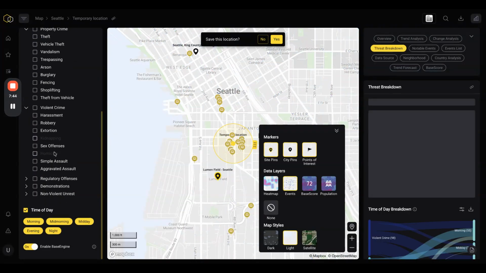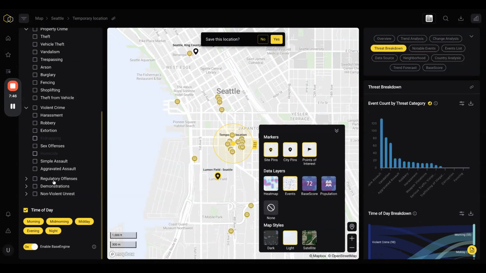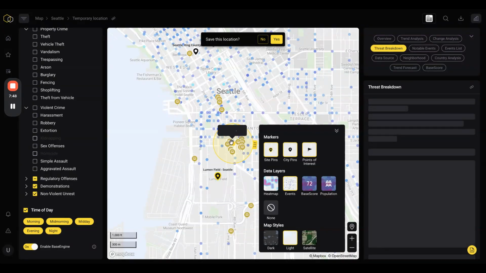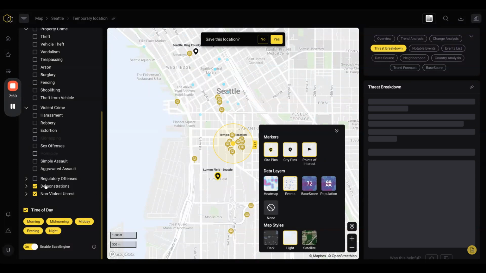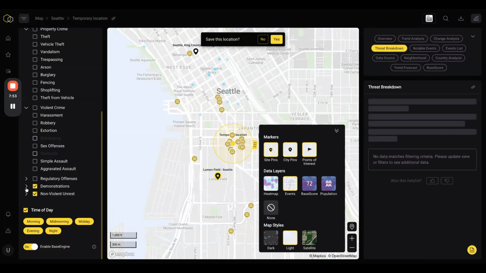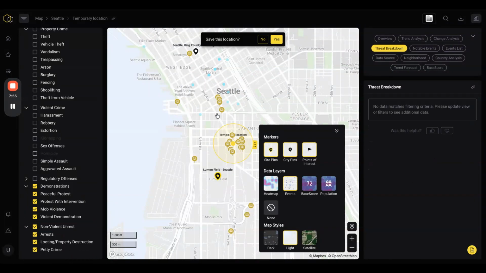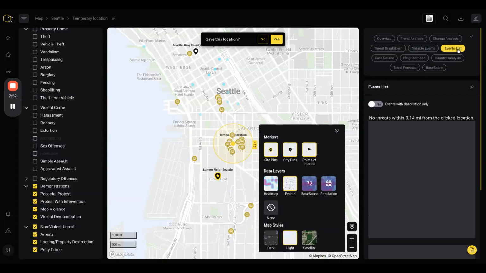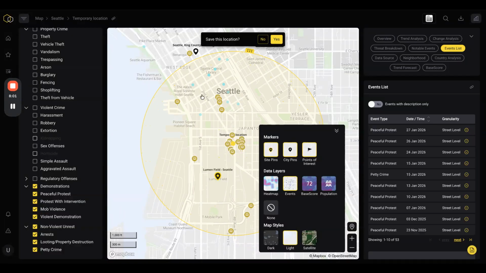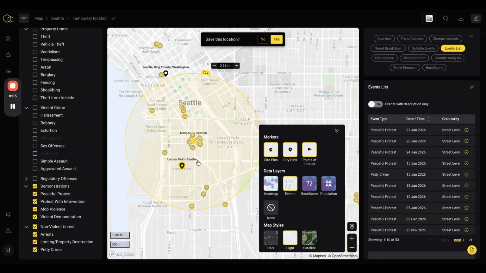In addition to crime, we also log a ton of data from news and media sources. So clicking into more of our demonstrations and nonviolent unrest, what we're going to see are different types of protest activity, demonstration activity, and all of these events are plotted at the latitude, longitude as well. So we can see how close in proximity to our event venue do people typically congregate. And when they do congregate in this particular area, what are they typically protesting about?